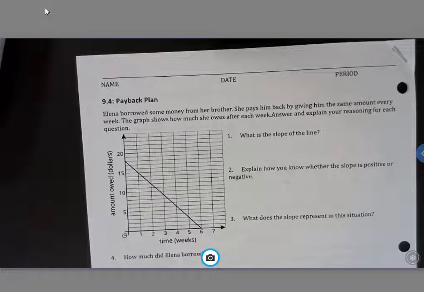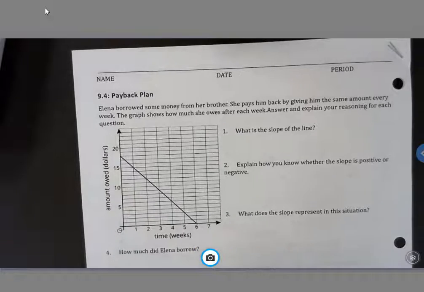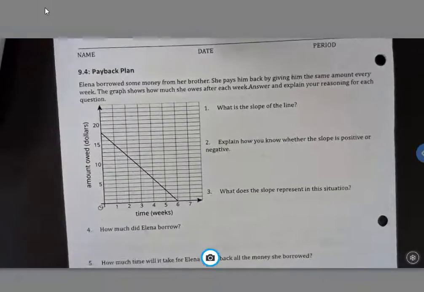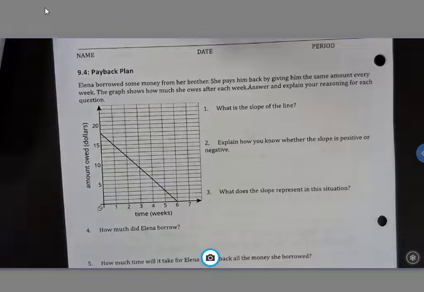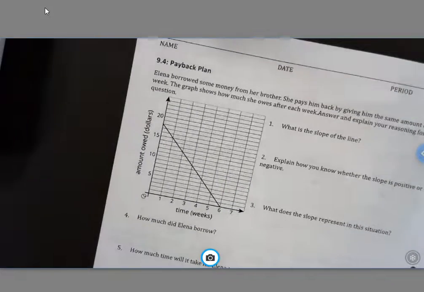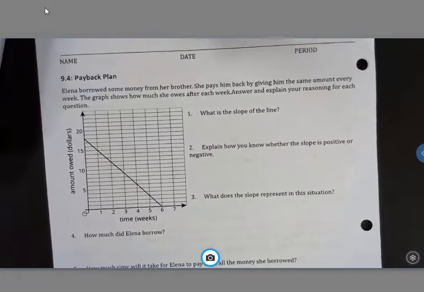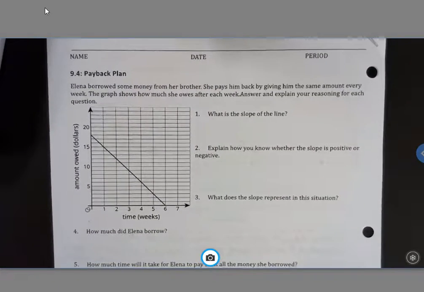Okay, so we're on the last page, the last example for our notes. It says payback plan. It says Alina borrowed some money from her brother. She pays him back by giving him the same amount every week. The graph shows how much she owes after each week. Answer and explain your reasoning for each question.